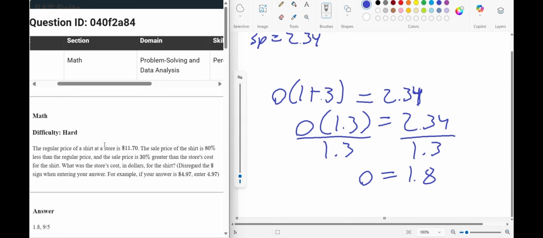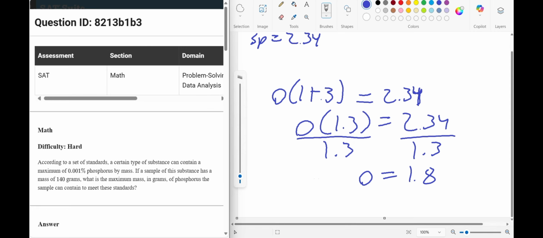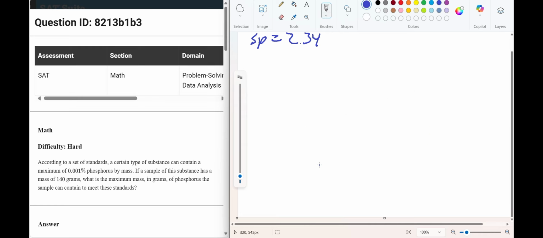Okay, and then for the last problem we have here today, this is one that most people I've given this problem to miss on the first try because of the wording or because they're not using the open formula. But if we're using the open formula, it shouldn't be too bad. So according to a set of standards, a certain type of substance can contain a maximum of 0.001% phosphorus by mass. If a sample of substance has a mass of 140 grams, what's the maximum mass in grams of phosphorus the sample can contain to meet these standards?